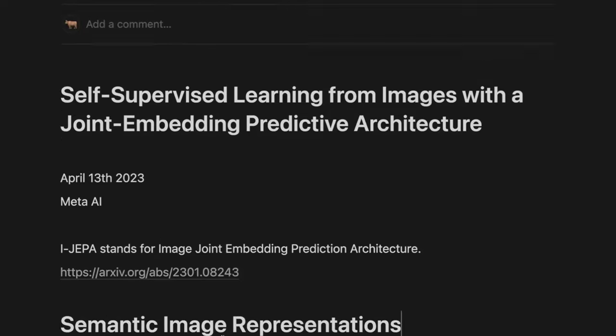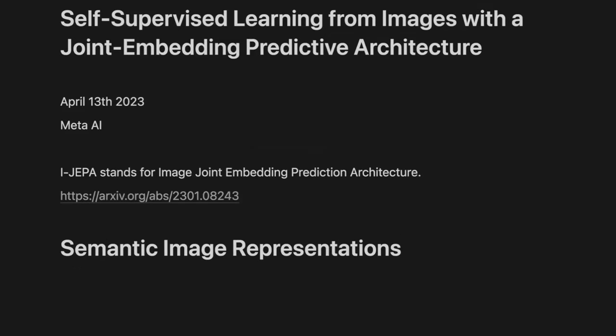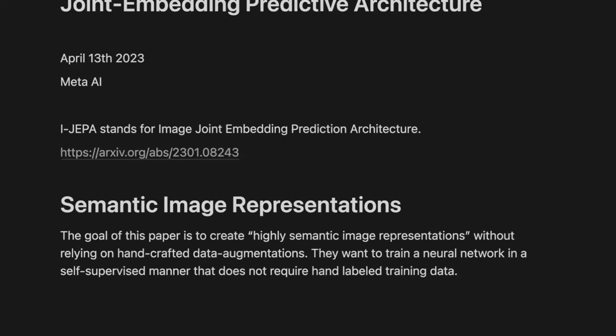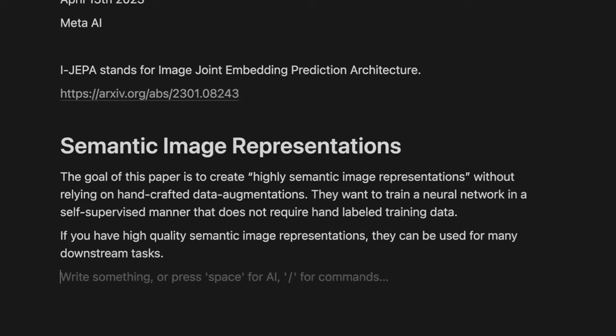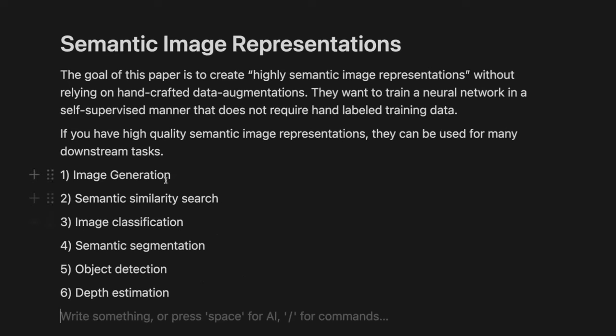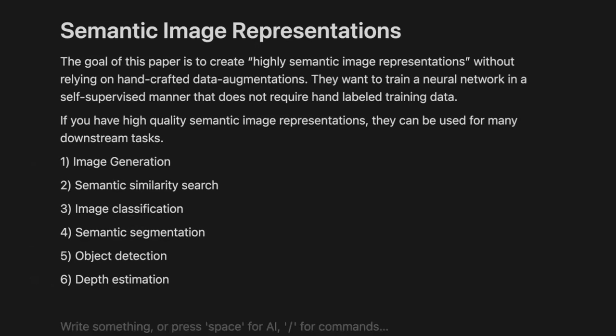So what's the high level goal of this paper? The high level goal is to create high quality semantic image representations without relying on any handcrafted data augmentations. And they want to do this in a self-supervised manner so that it doesn't require any hand labeled training data. If you have these high-level semantic image representations, they can be very helpful for lots of downstream tasks. In this case, they benchmark it on image classification, but these latent spaces or semantic representations can be very helpful for image generation or semantic similarity search between images, all the other kind of classical computer vision tasks.